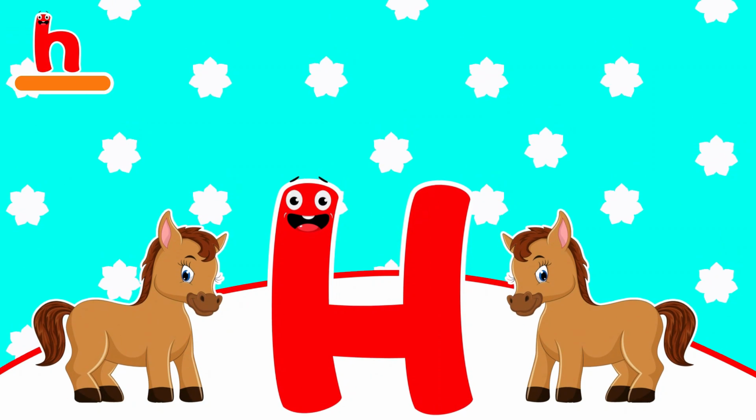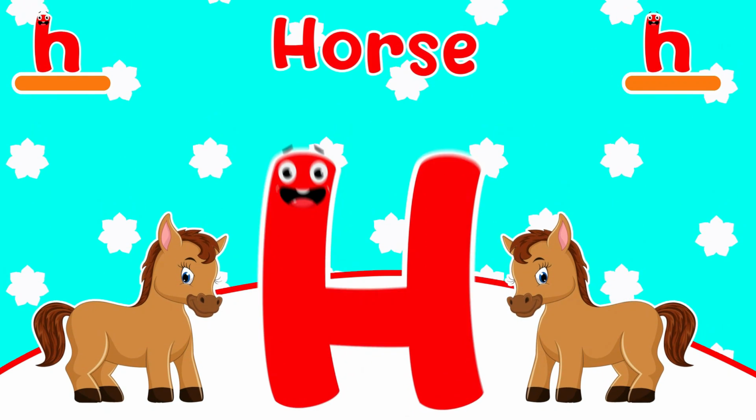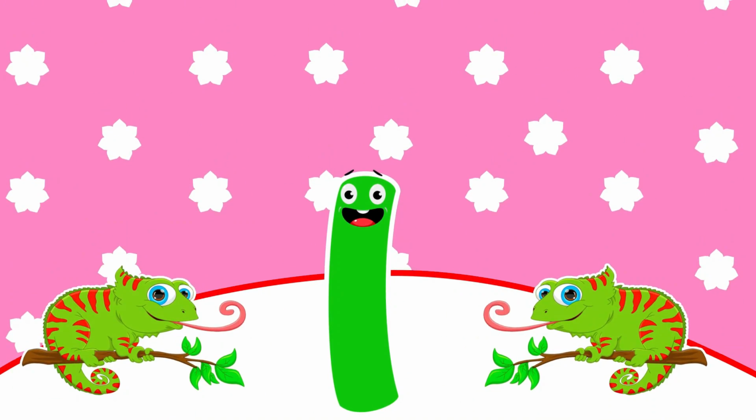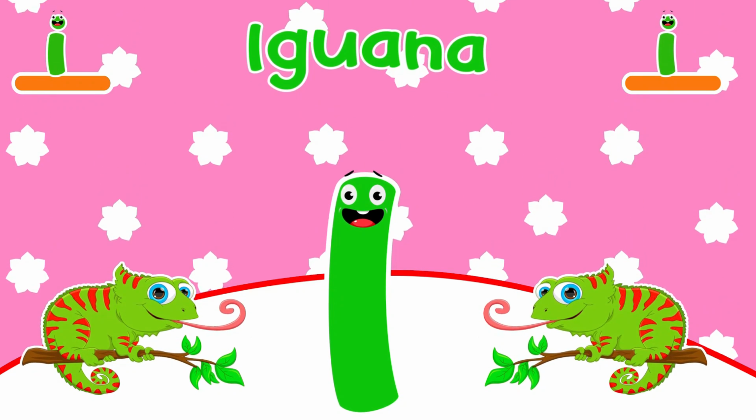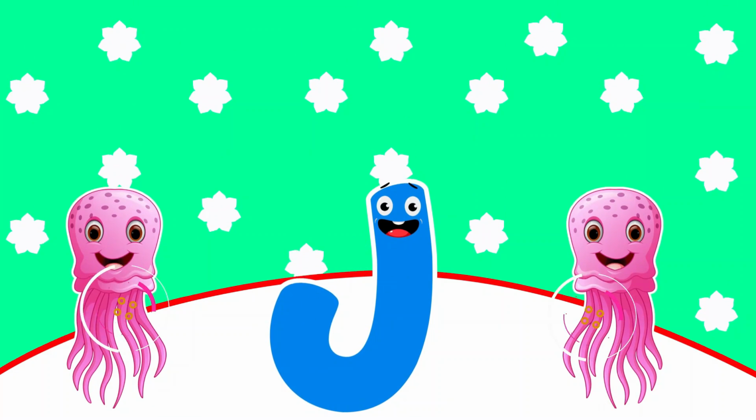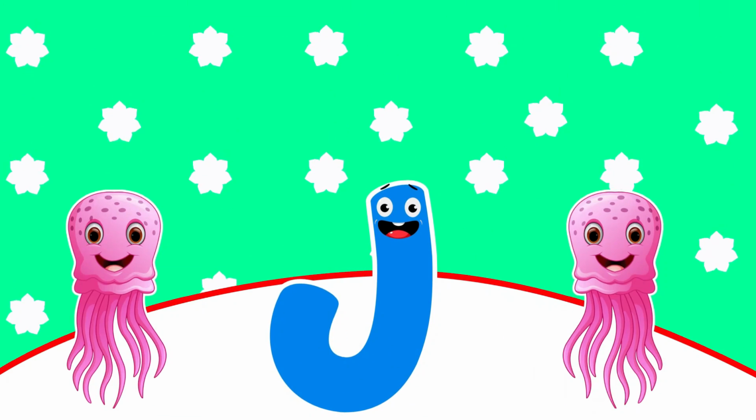G, goat. H is for horse. H-h-h-h-horse. H, horse. I is for iguana. E-e-iguana. I, iguana. J is for jellyfish. J-j-jellyfish.